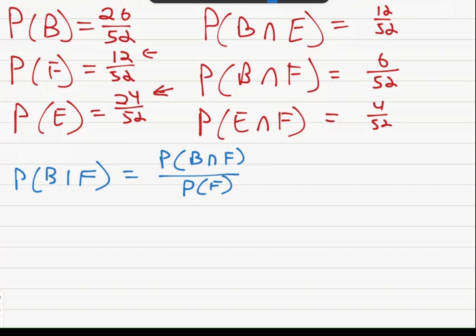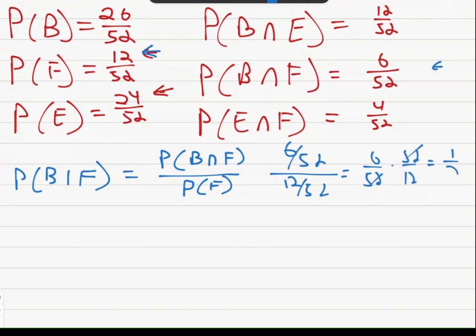Okay, well, we have those values here, right? We have the numerator value is 6 over 52, and the denominator value is 12 over 52. So I have 6 over 52 times 52 over 12, but the 52s cancel, and 6 over 12 equals 1/2.